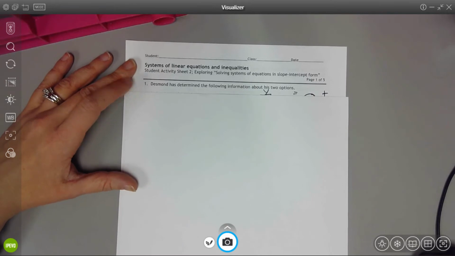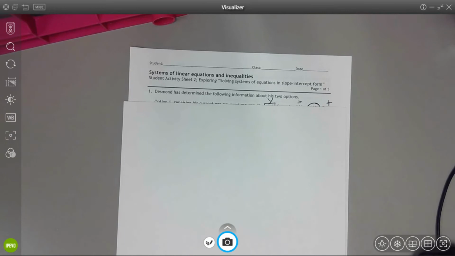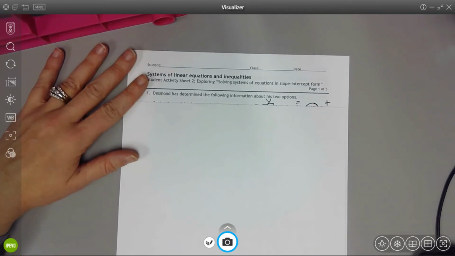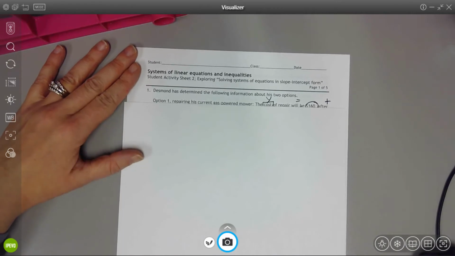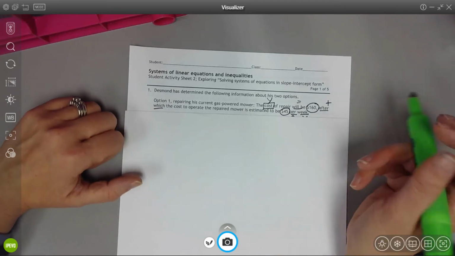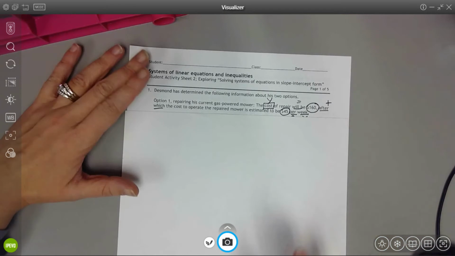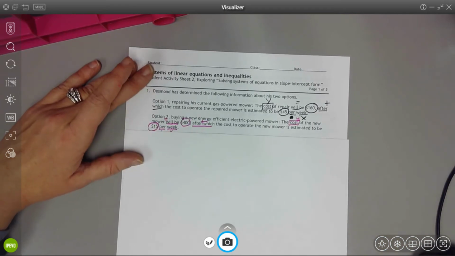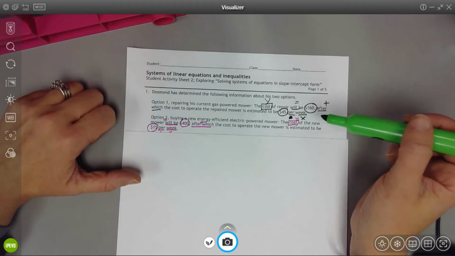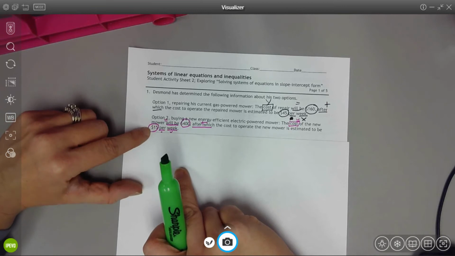If you've been on Agile Mind, our first problem: Desmond has a lawn mowing service, and he has a problem with his lawnmower. He's come down to two options. Option one is to repair his current gas mower. The cost is $160, after which it would be $45 each week to maintain. Option two is forgetting the old lawnmower and buying a brand new energy efficient one. The cost is $400 for a brand new one, and then it's going to cost him $15 each week to repair it.